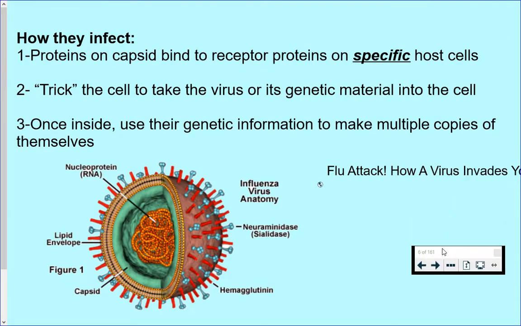Now, the way viruses infect living things is kind of like the lock and key mechanism that you might remember from Biology 1 that enzymes have. So viruses are very specific to the types of cells that they attach. So the proteins on the capsid of a virus, these little key shapes here, have to fit with the receptor proteins on specific host cells.